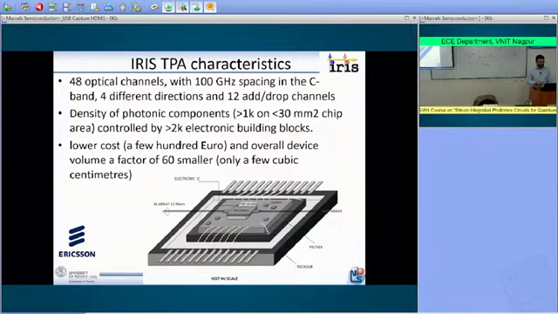Everything should be done by being able to produce the system at low cost, instead of 1,100 euros, with a very small form factor, and at a speed of a few microseconds. Okay? So those were the objectives of the project. And in order to make a router, you need to have a switching element, a single element that is able to switch the signal from one direction to another direction.